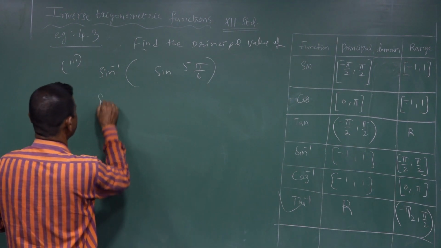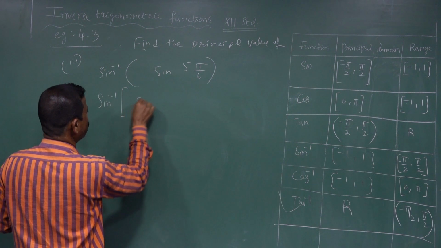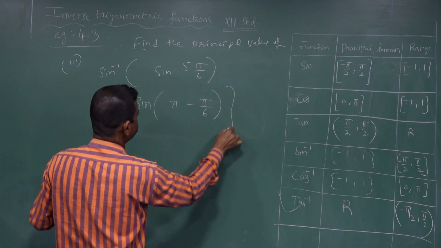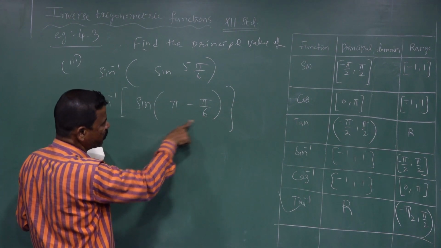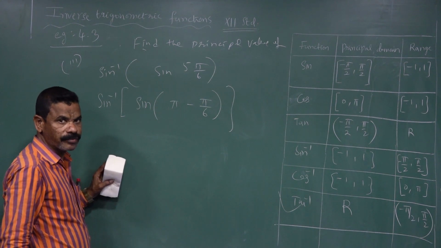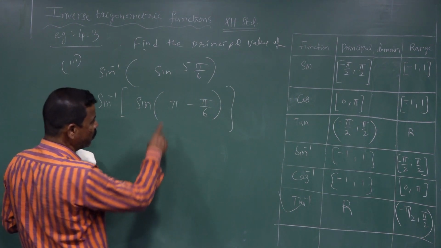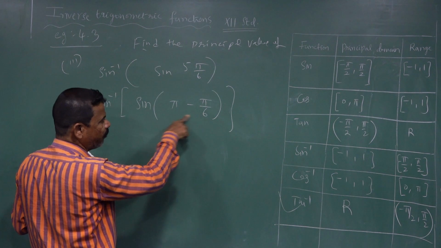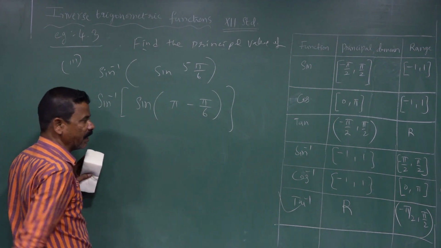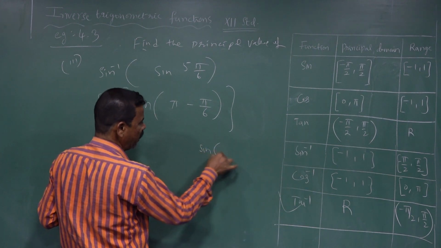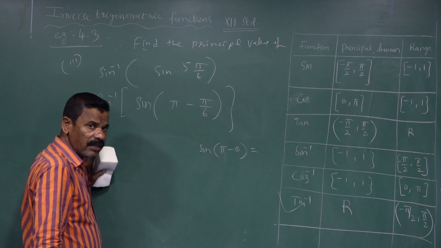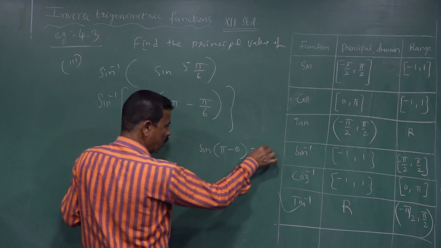How do we reduce it? Sin inverse of sin (π minus 5π/6). Take LCM 6: π minus 5π/6 gives π/6. Now this is sin(180 minus theta), otherwise sin(π minus theta). That formula has sin(π minus theta). This is the second quadrant, where sin is positive and sin theta comes.